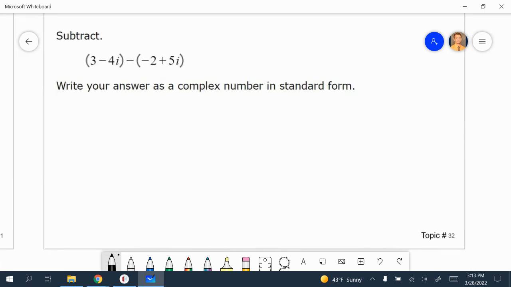Topic number 32. I see that we're subtracting these. This shouldn't be that hard. What I'm going to do is I'm going to change this to a plus. I'm going to distribute my negative, so that becomes a plus, and that becomes a negative. And now the parentheses are basically unnecessary. We've got 3 and 2, that makes 5. We've got -4i and -5i, that's -9i, and we're done with this problem.